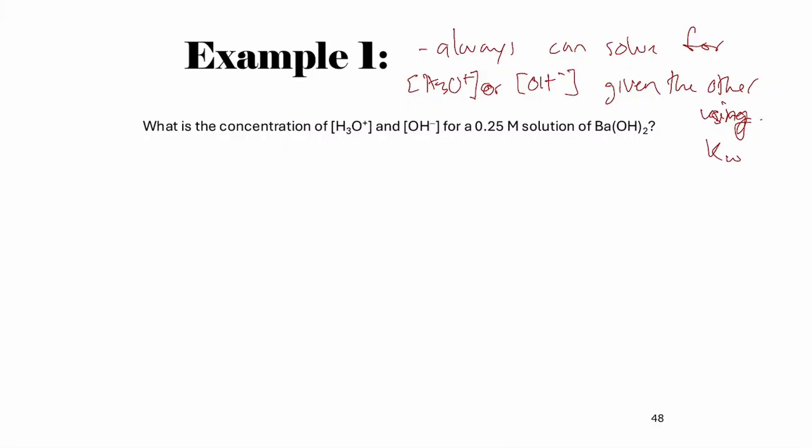Okay. So in this example, it's saying, what's the concentration of H3O plus and OH minus in a solution that's 0.25 molar barium hydroxide, right? If you're just given a concentration of a metal hydroxide like this, that usually tells you this is going to be a strong base.